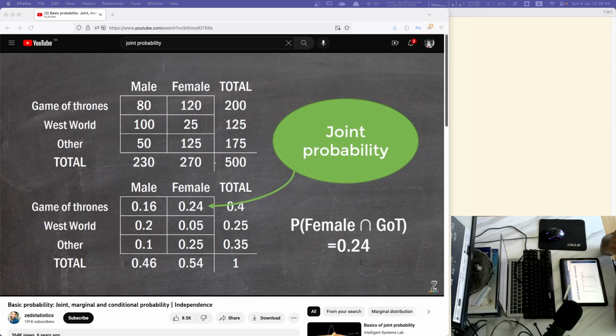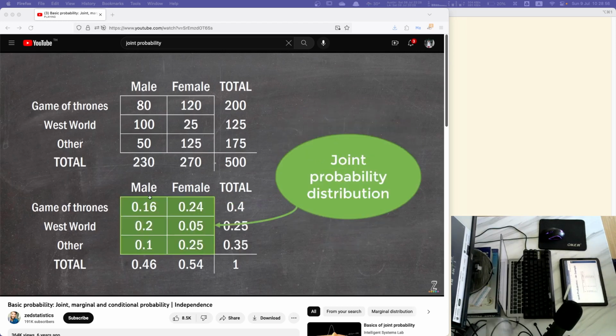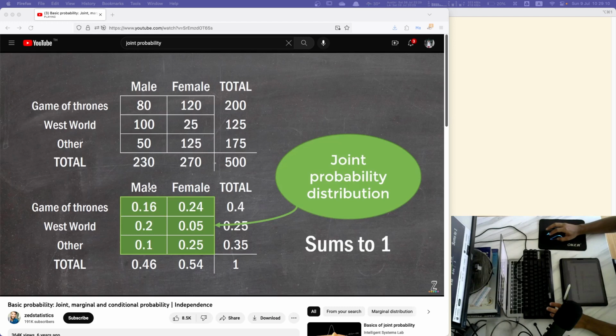which is of course that joint probability. Now collectively, those 6 cells here form what's called the joint probability distribution. So all of these 6 cells are going to add up to 1, because if you think about it, everyone in this distribution has to be in one of these cells. You have to either be male or female, and you have to have selected one of these options. So it's no surprise that this should sum up to 1.